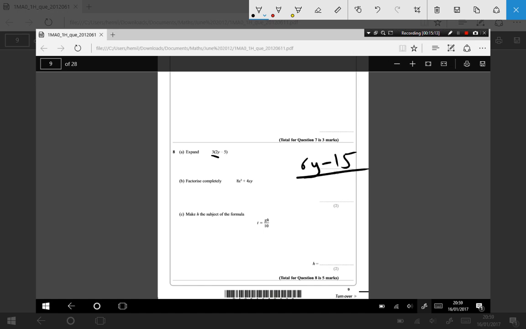Now factorize this. So what can we bring out? The x is in both, so we can bring out the x, but we can't bring out y. We can bring out 4 because it's a multiple of both. So 2x plus y. That's it. And to check if you have done it right, you can cross check. If you can make that into that and that into that, vice versa, then you know you've got it right. Make h the subject of the formula. So 10t is equal to gh.